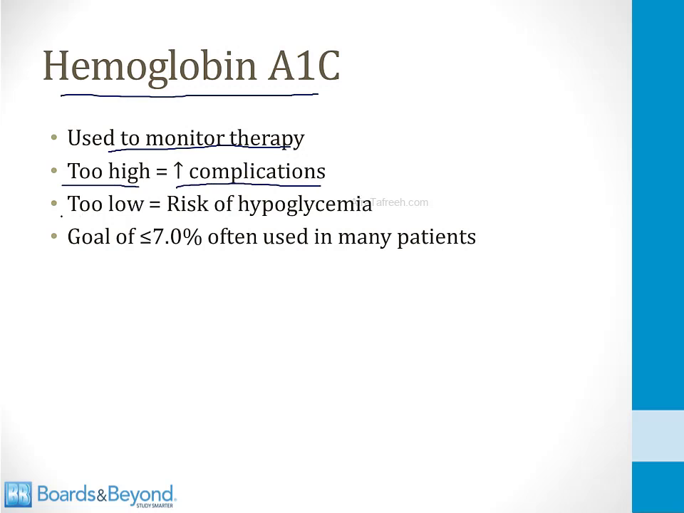On the other hand, if the level is too low, the patient is at risk for hypoglycemia, and you want to dial back on the amount of therapy you're giving for diabetes. And the goal for most diabetics is usually less than 7%. There are other goals that are used in specific situations.